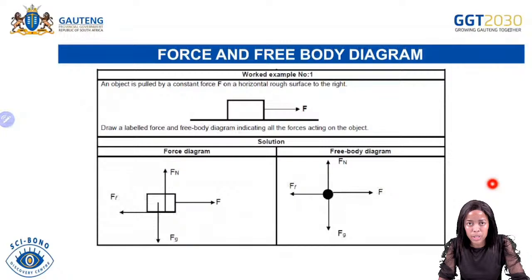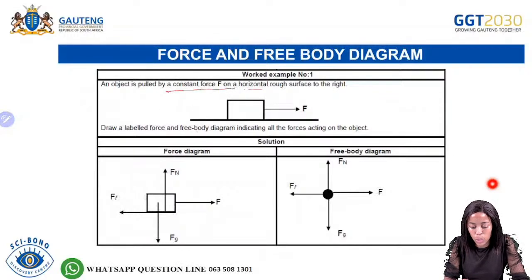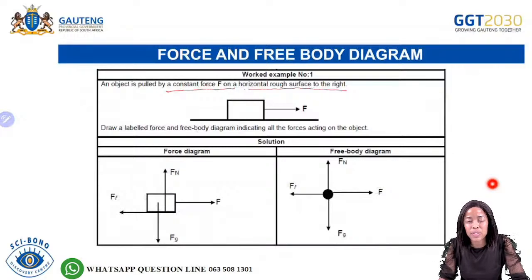Then it says here force and free body diagram. This is just an example. It says an object is pulled by a constant force on a horizontal rough surface to the right. So when you see, okay, this one is clear. We can see that we have what? We have a constant force. This constant force will then represent your applied force. But what is maybe not clear is your horizontal rough surface. So when you see the keyword rough surface, then you must know that it is an indication of your what?